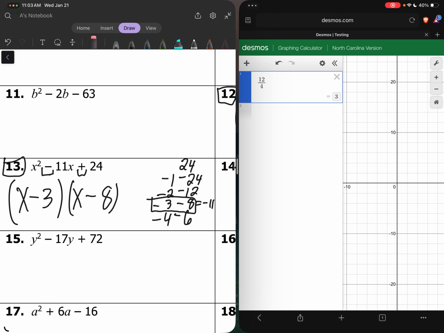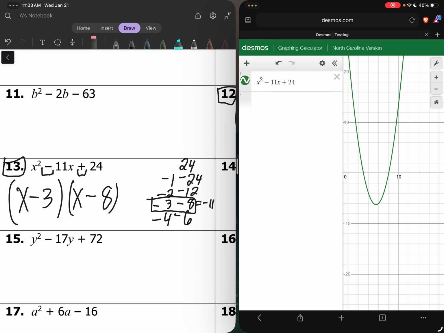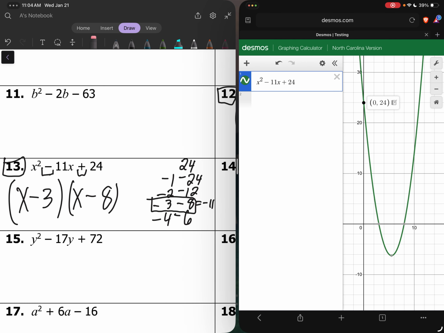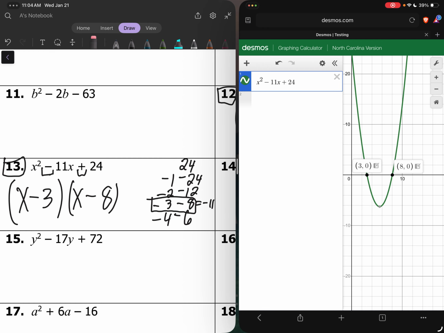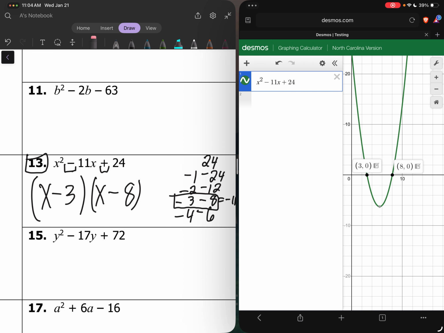Let's look at number 13. If I type in my equation, x squared minus 11x plus 24, I am looking where my graph crosses the x-axis. So it's those 2 points. It will cross the y, but I do not care about the y, just where it crosses the x. Look at what my factors were versus what the graph tells me. The only thing you have to do is flip the sign of the numbers.